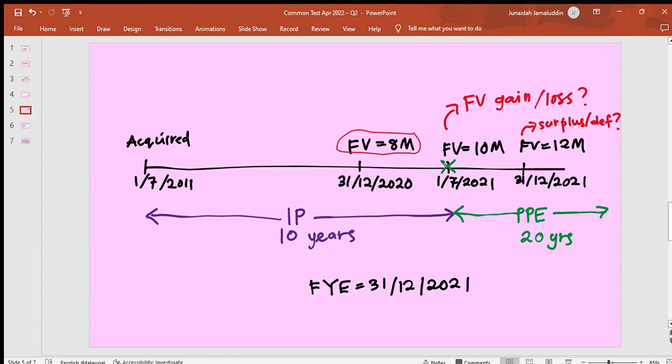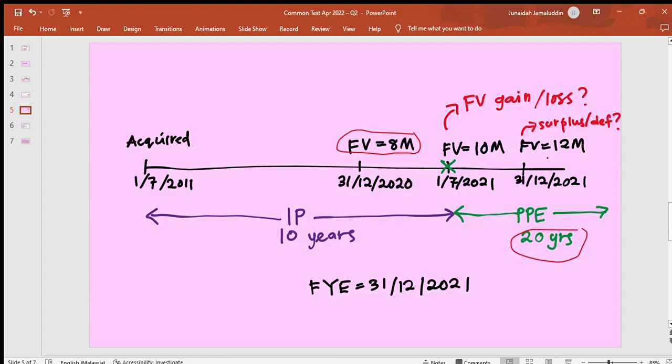We still need to find the fair value gain or loss on IP on the date of transfer, 1st July 2021. And starting from this date onwards, the property has become PPE. The remaining useful life on 1st July 2021 is 20 years, because the building has been used for 10 years already. So the remaining useful life is 20 years.